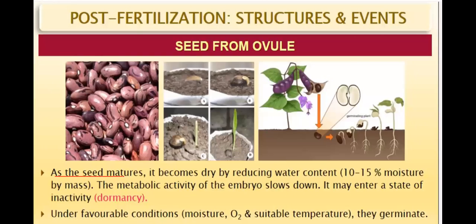As the seed matures, it becomes dry by reducing water content, 10 to 15% moisture by mass. The metabolic activity of the embryo slows down. It may enter a state of inactivity, that is called dormancy. So what is dormancy? The state of metabolic inactivity is called dormancy. Under favorable conditions, moisture, oxygen, and suitable temperature, they germinate.